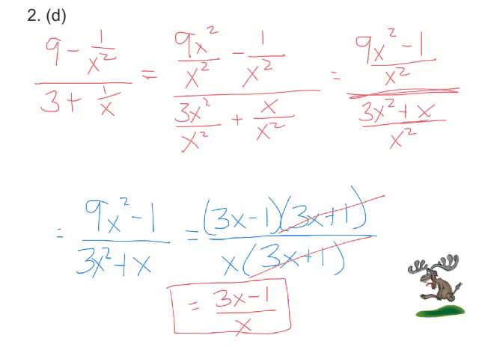Some people might take this a little bit further and simplify this to be 3 minus 1 over x. Because you can see the 3x over x, those x's cancel to give you 3, and then the 1 over x becomes 1 over x. So, in truth, I would say that this one in black is a more simplified answer.